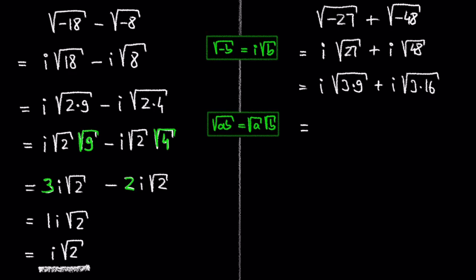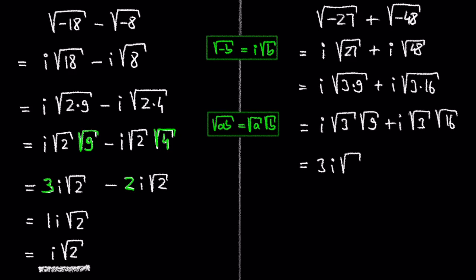So we can partially take the roots. The square root of 9 is 3, and the square root of 16 is 4.